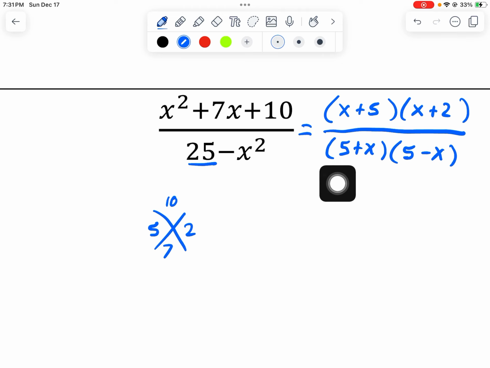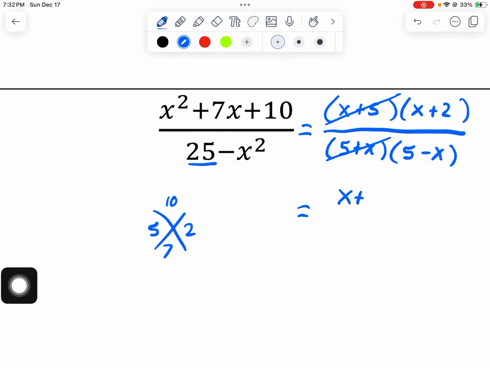Now, 5 plus x, addition is commutative. You can go either direction. You can say that 5 plus x and x plus 5 are the same thing because we can change the order and get the same answer. So we can for sure cross these out. But be cautious. 5 minus x is different than x minus 5. Subtraction is not commutative. You can't switch the order as easily.